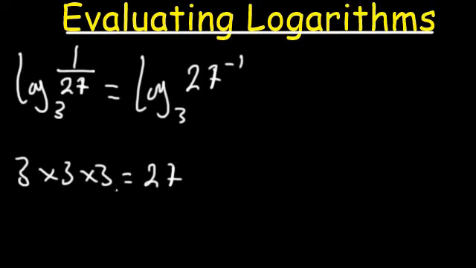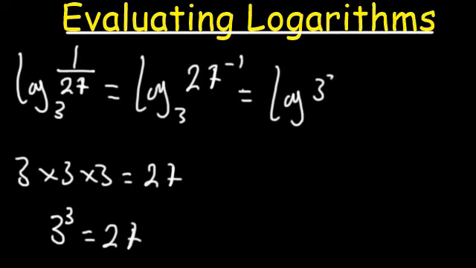So definitely in exponent form, 3 cubed is equal to 27. So therefore we can replace 27 with 3 cubed. Remember, 27 with 3 cubed, not 27 raised to the power of negative 1. So this simply equals log of 3 cubed, all raised to the power of negative 1, to a base of 3. So the next thing is to expand this bracket.